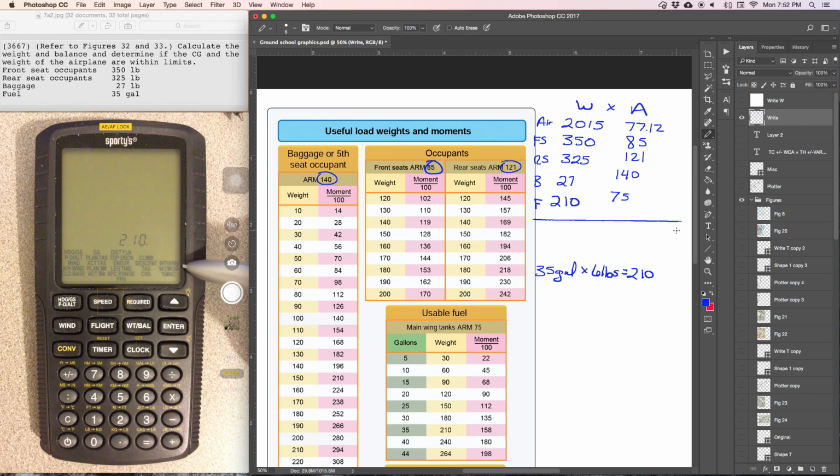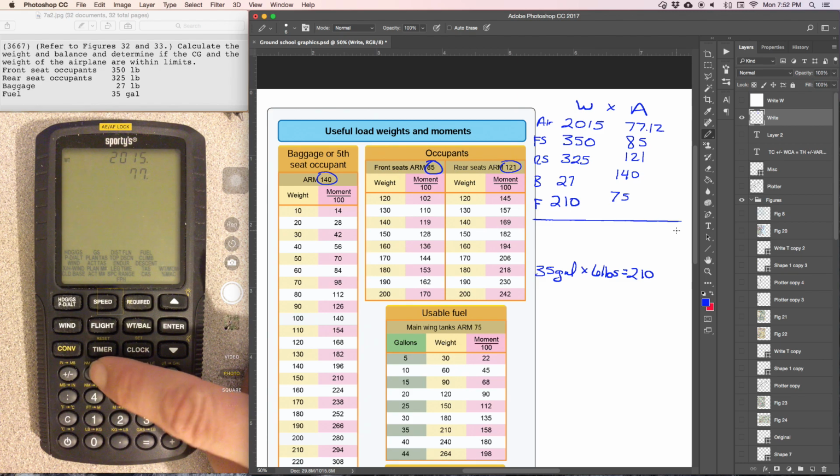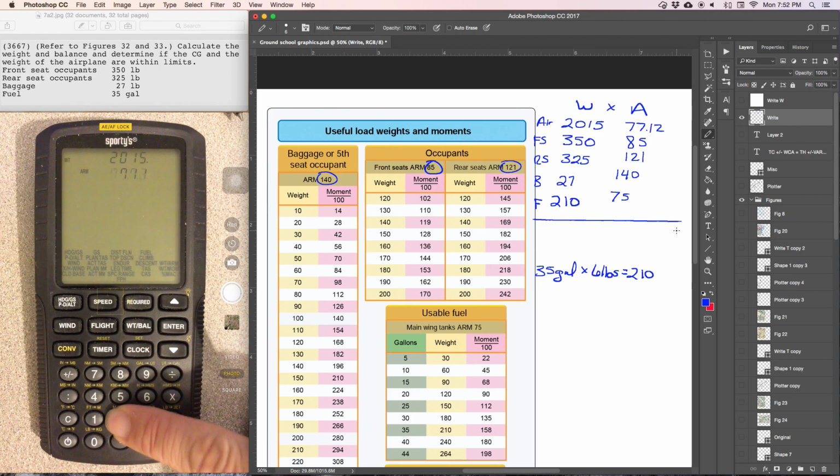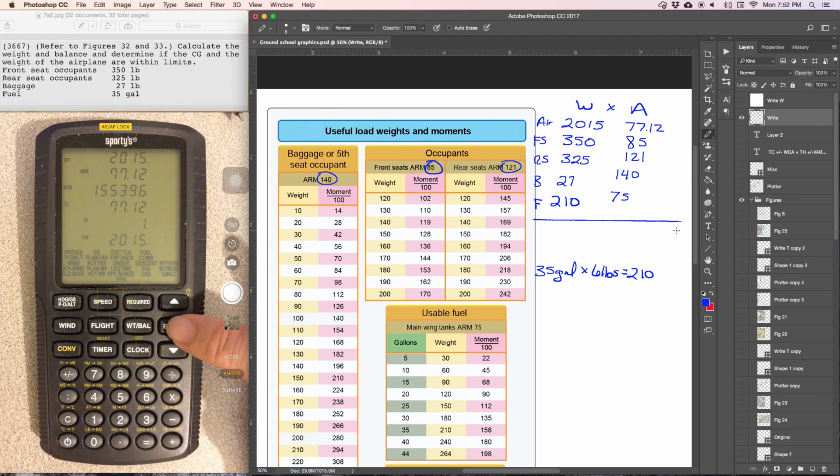We had to determine the center of gravity of the empty aircraft using weight and moment first, but now we can go back to using the top one for weight and arm. So I'm going to go into weight and balance, weight and arm. And remember, everything we enter stacks on top of each other. So we have 2015 pounds weight, arm what we determined already, 77.12. Reduction factor 1, hit enter. Enter again. Now we're going to add the front seat passenger, 350 pounds at station 85. Enter.